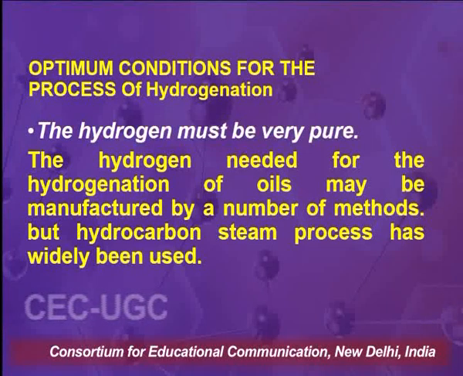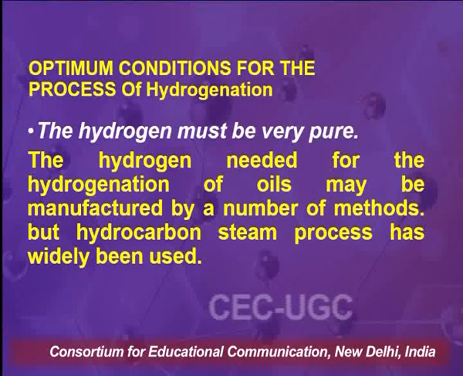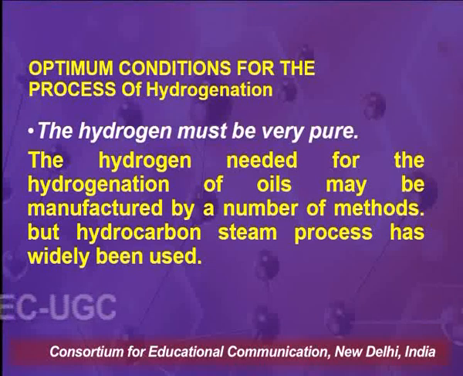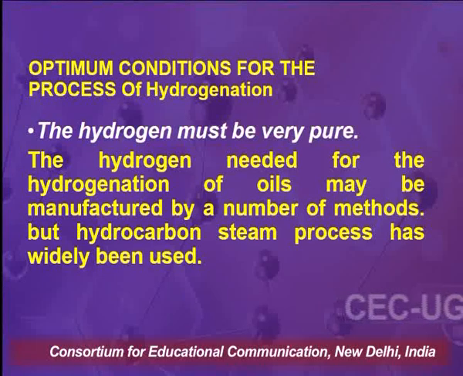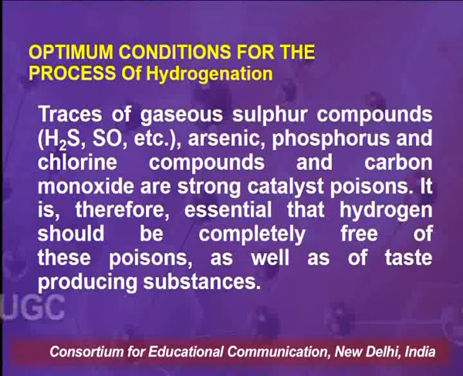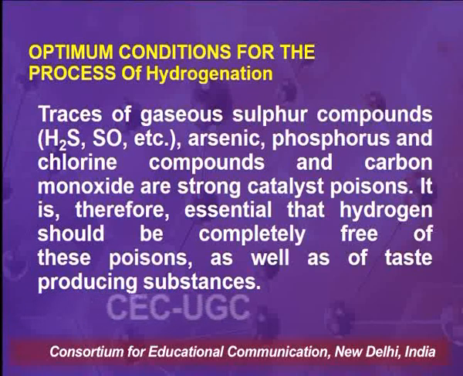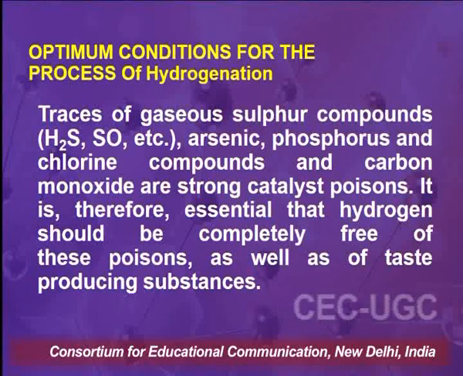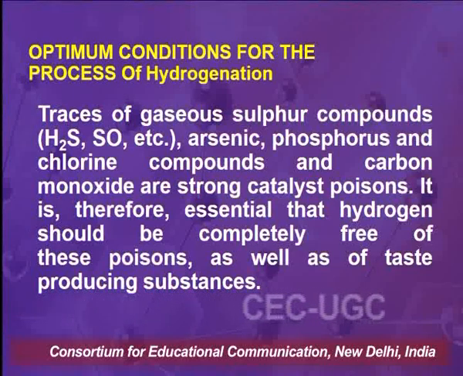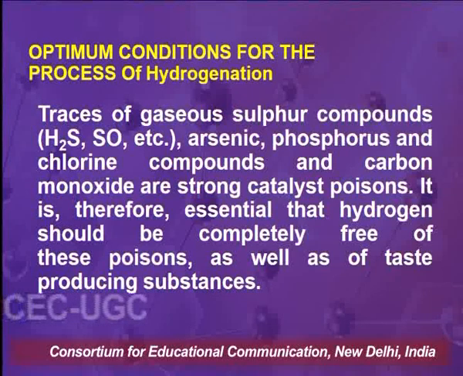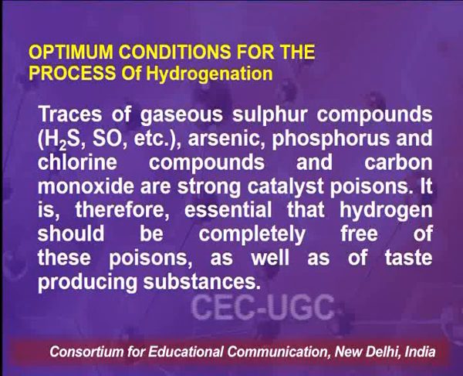Number one is that the hydrogen must be very pure. The hydrogen needed for hydrogenation of oils may be manufactured by a number of methods, but the hydrocarbon steam process has been widely used. Traces of gaseous sulfur compounds like H2S, SO2, etc., arsenic, phosphorus and chlorine compounds, even carbon monoxide, are strong catalyst poisons. It is therefore essential that the hydrogen should be completely free from these poisons as well as from taste producing substances.